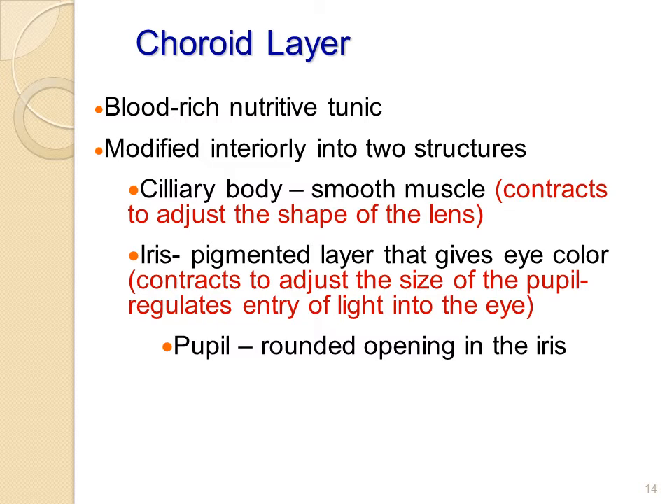We can see it in the previous slide. The iris is a pigmented layer that gives the eye its color, and we can also see the pupil. It is a rounded opening in the iris. We showed this in the previous slide, where the pupil, iris, and ciliary body appear.